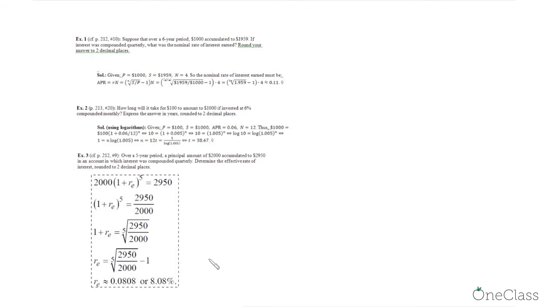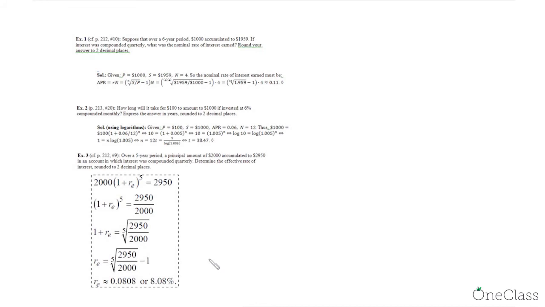So basically, let's take our quantities and plug them in. If we do that, we have 2,000 times (1 plus r sub e) to the power of 5 equals 2950. You see the dollar signs cancel out. (1 plus r sub e) all to the power of 5 is 2950 over 2,000, just rearranging and simplifying nicely. In the next line, 1 plus r sub e equals the fifth root of 2950 over 2,000, and that leaves us with r sub e, the effective rate, equal to the fifth root of 2950 over 2,000 minus 1.